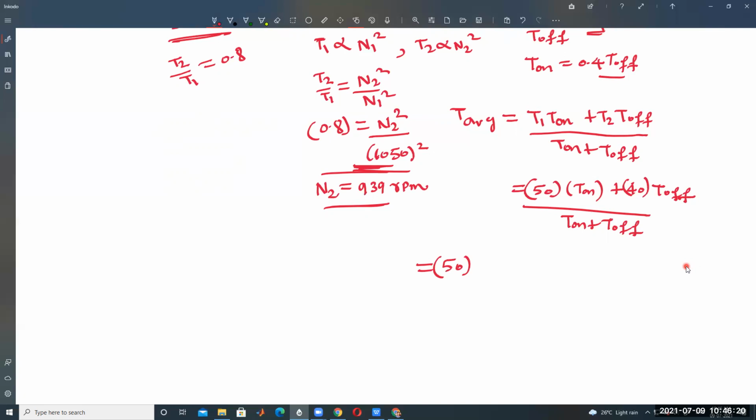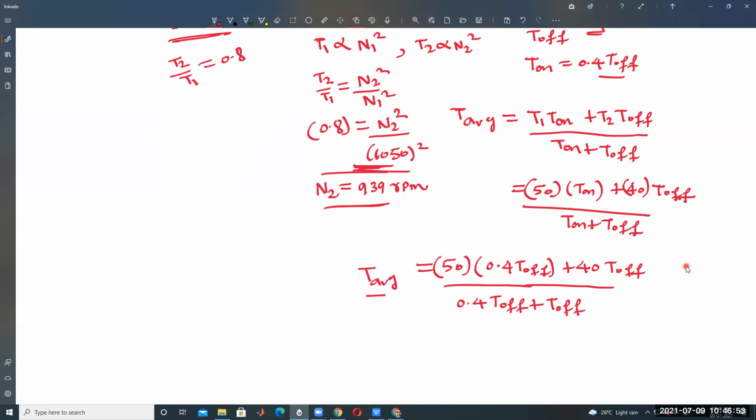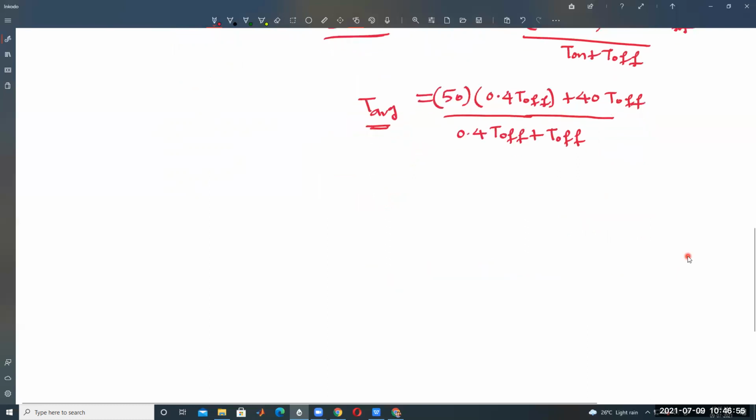What is your T on? 0.4. Then 40 into T off as it is. Don't change. We convert the equation in the form of T off. Here T on is 0.4 times T off, and also T off in the denominator. This is called the average torque.